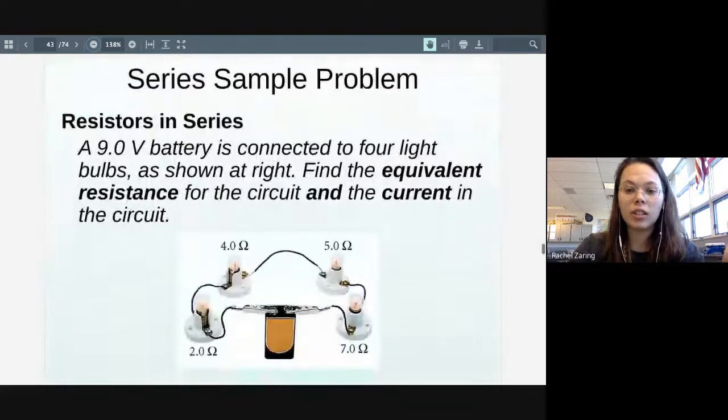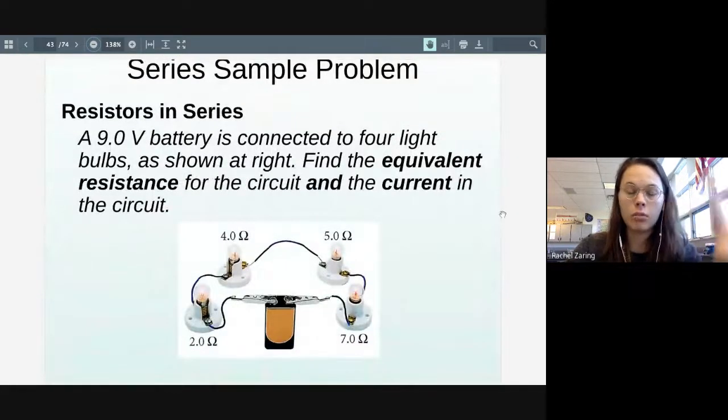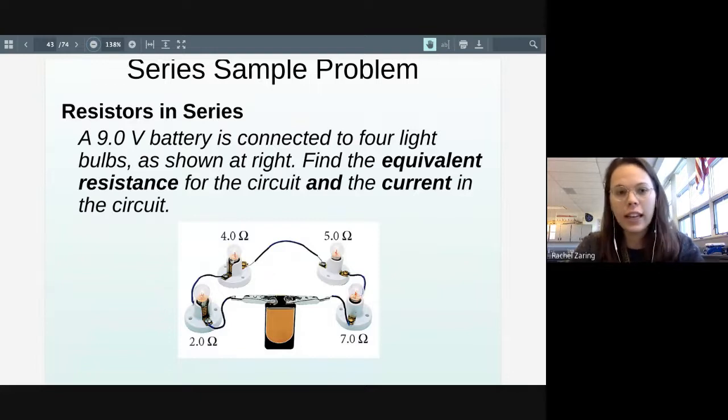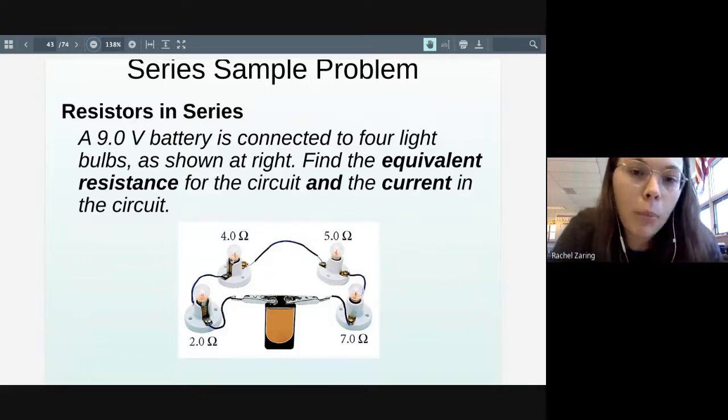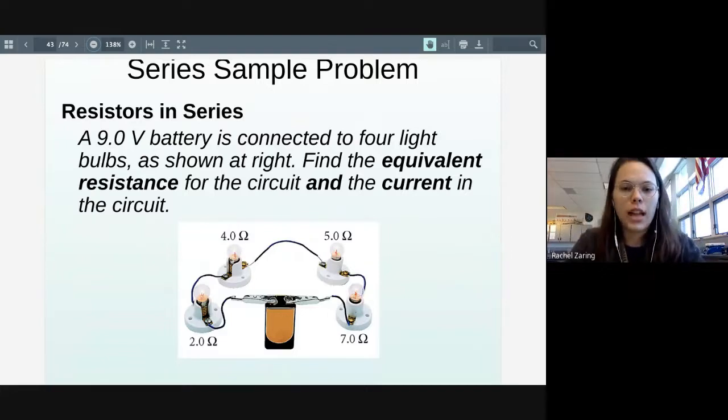So let's do a little sample problem for how we would mathematically utilize this information to solve for the different components of a circuit. So this has a 9-volt battery connected to 4 light bulbs as shown in this picture. So we want to find the equivalent resistance for the circuit and the current in the circuit.